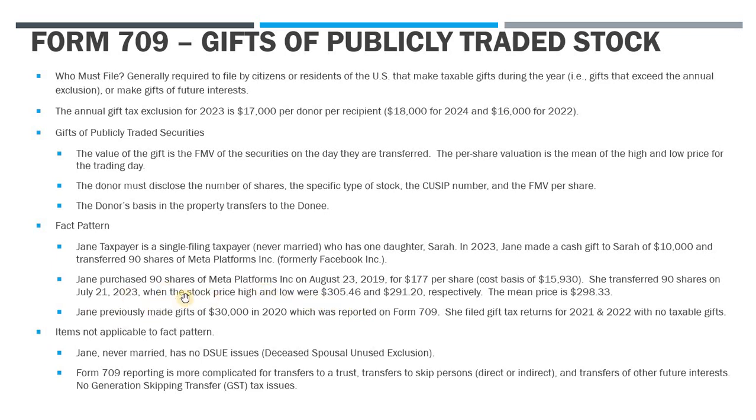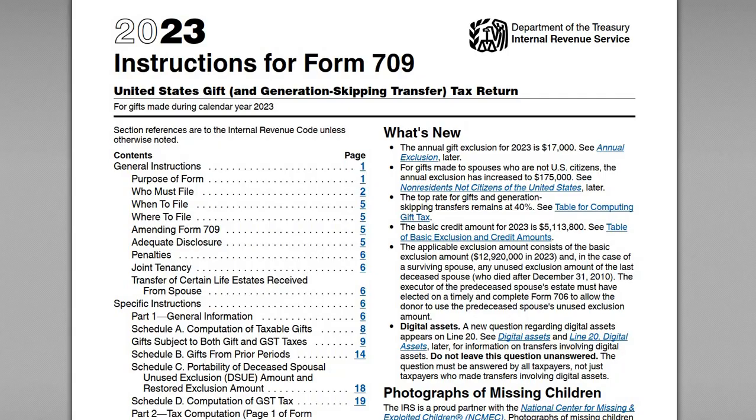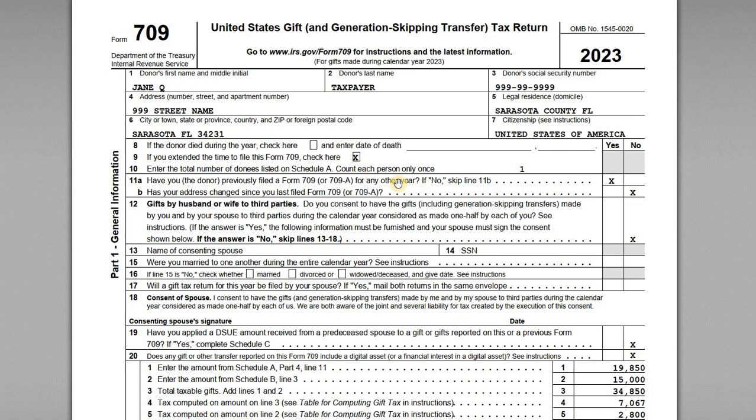All right, so let's have a look at the Form 709 here, and we'll start filling out some of these fields. So we've got Jane Q. Taxpayer, the donor's first and last name, her address, and then her social security number. Box 5 is where she is a legal resident, so you can enter the county and state. So we're in Sarasota County, Florida, and she is a citizen of the United States.